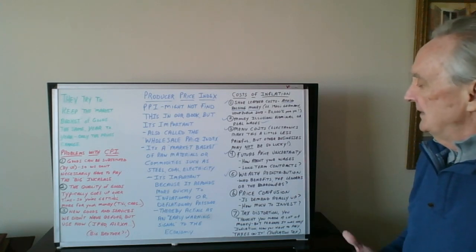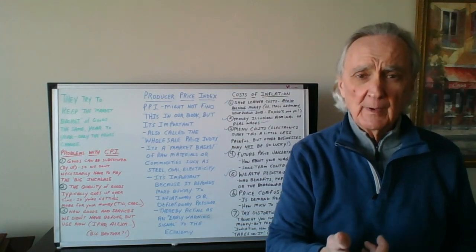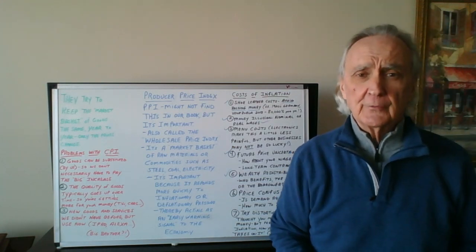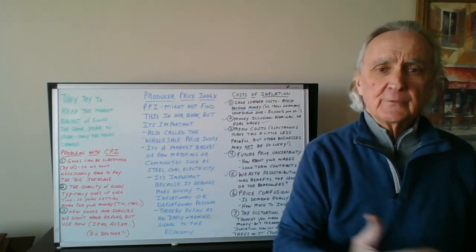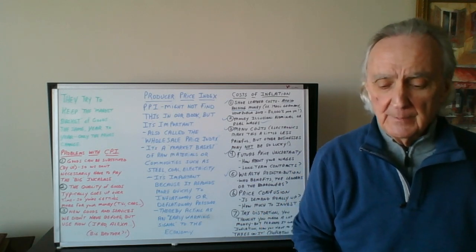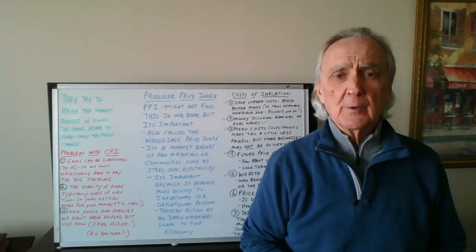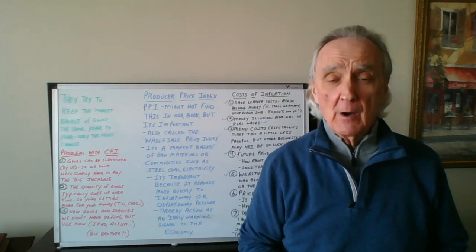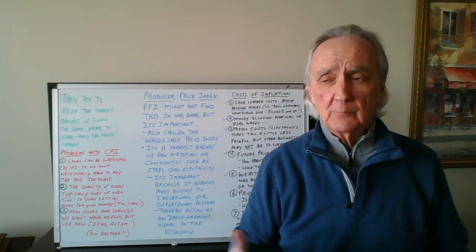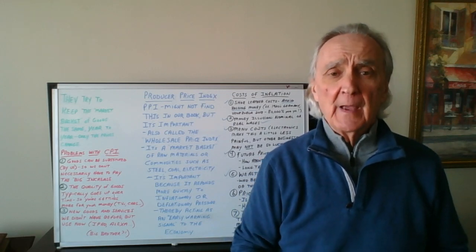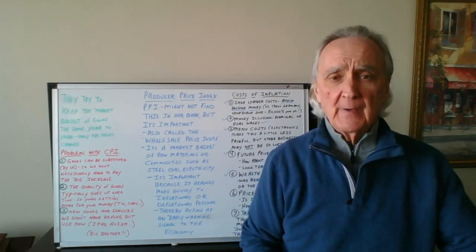Wealth redistribution. Okay, we're going to talk about that in a minute with the winners and losers. When they talk about wealth redistribution, typically they're talking about folks, let's say you borrowed $10,000 from a bank, and it's a 5-year note.